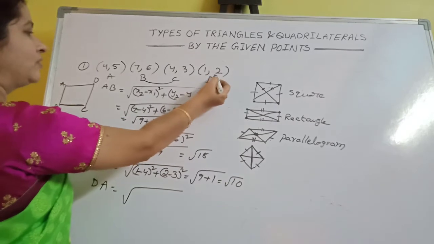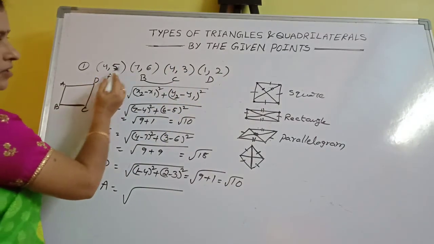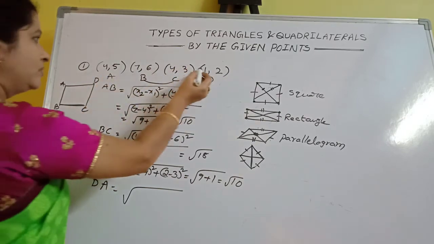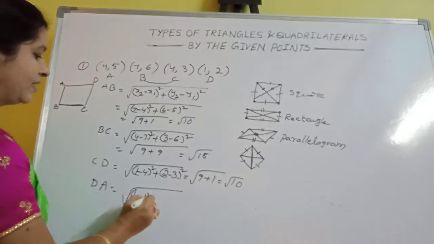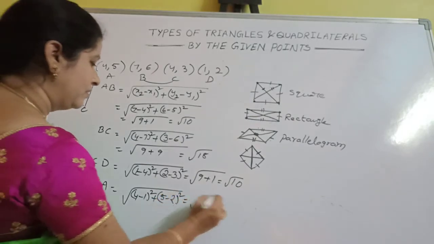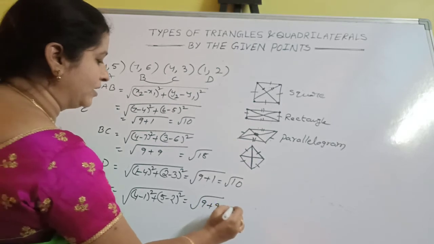So in DA, what are the coordinates of D? (1, 2). Coordinates of A (4, 5). Let it be (x1, y1) and let it be (x2, y2). So (x2 minus x1) whole square, (4 minus 1) whole square plus (5 minus 2) whole square. So 3 square 9, here also 3 square 9, root 18.